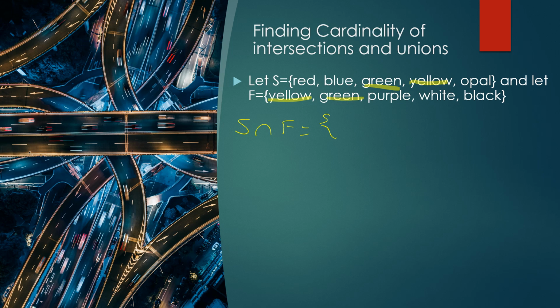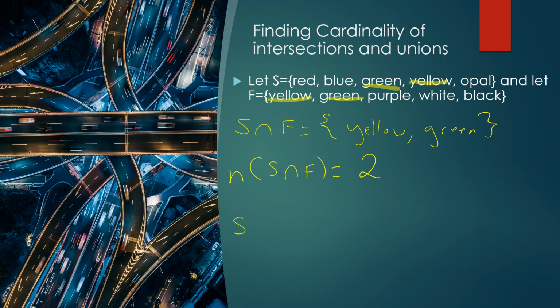So the intersection is going to have yellow and green. Could I write green and then yellow? Yes. The order of the elements is not set. It is the elements themselves that are set. Now let's talk about the cardinality of that intersection. Well, how many elements are in that set? 2. So the cardinality is 2.